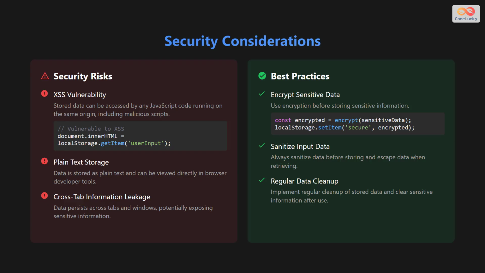The data is persisted across tabs and windows. This can lead to cross-tab information leakage. Therefore, sensitive information should be stored with care. To mitigate these risks, you must encrypt sensitive data before storing. Use secure methods for storing and retrieving information. Sanitize the input data before storing and escape it after retrieval. And implement a regular cleanup of stored data. Especially, clear any sensitive information as soon as it is not needed.